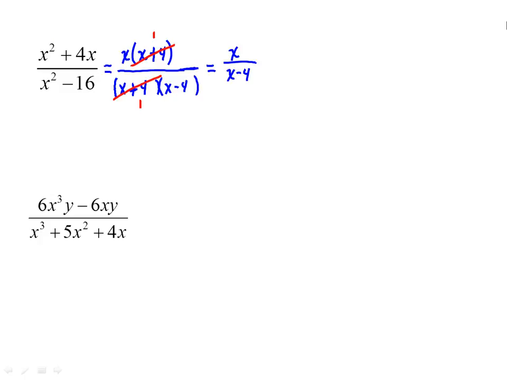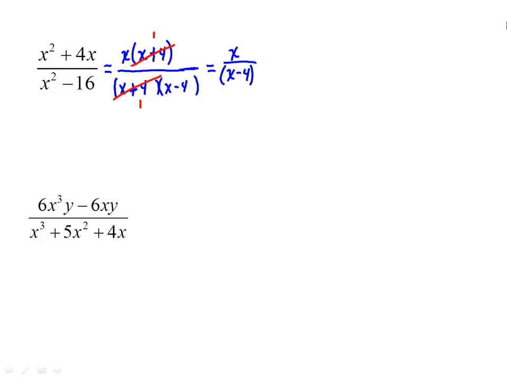And if it helps, keep that in a group. The only time you can cancel a group is if you see another group exactly like it somewhere else. Either top, bottom, diagonal. Okay? The only time you can cancel groups is if you see another one just like it.